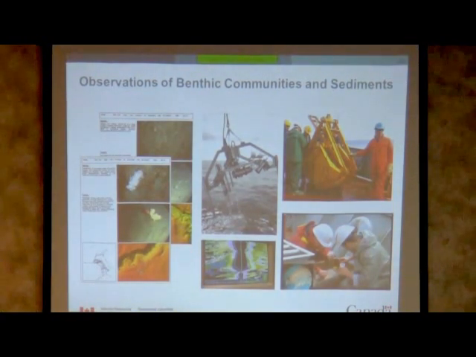Okay, ground truthing. So we have a number of tools, the famous CamPod and all kinds of grabs, and we collect all the data. It's all going to the huge database. And it's all well described.